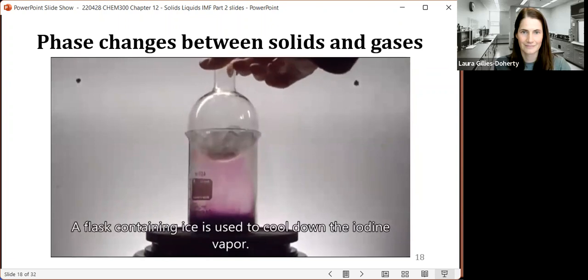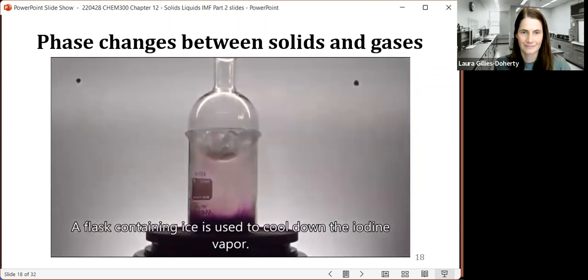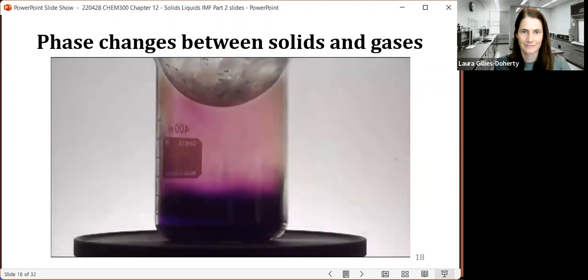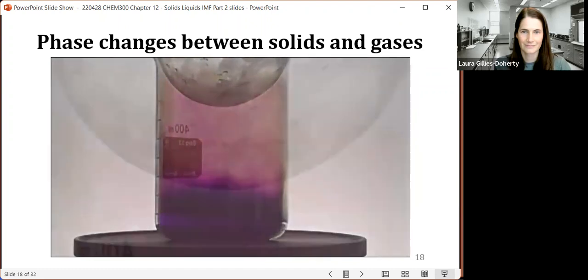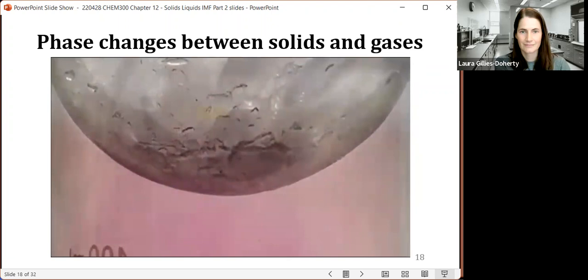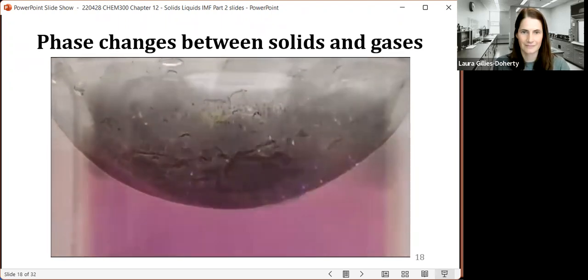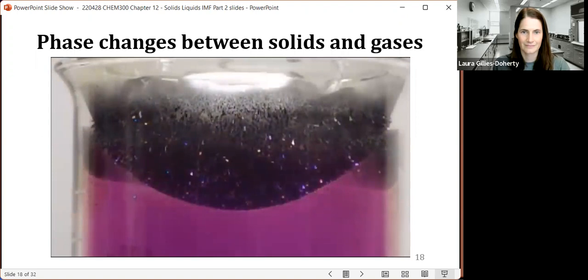Now we place a cold flask over top of the vapor. The warm vapor will cool off on the cold glass, and the gas will turn directly into a solid. This process is called deposition. In this case, we're seeing the deposition of iodine onto the cold glass surface, where we would say that iodine is depositing onto the cold glass.